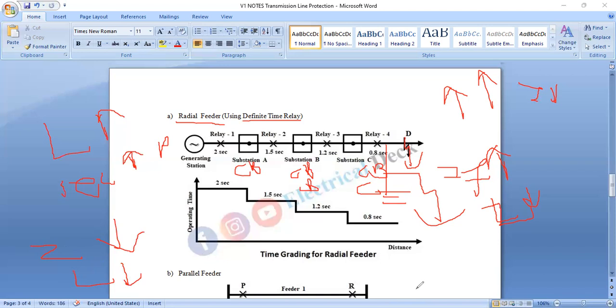One note for this time graded system: in addition to relay operating time, the circuit breaker operating time should also be considered. And in most cases, it is necessary to limit the maximum tripping time to 2 seconds. This is an important point. So this is related to the radial feeder. Thank you.